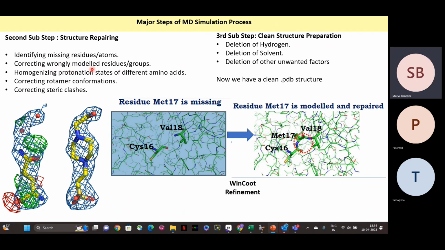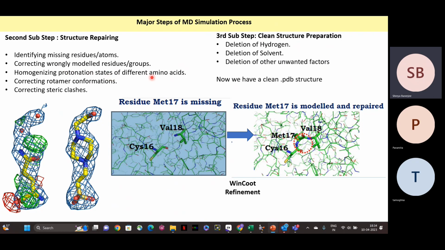Secondly, if there are incorrectly modeled residues or groups, that can be corrected. From the electron density obtained from diffraction studies, it was observed that this initial structure that was predicted was wrong because it is not fitting with this electron density. But then the structure was corrected, and it was observed that if a phenyl ring is present, that is this structure is present, then it fits much better with the predicted electron density map. So like this, many different wrongly modeled residues or groups can be corrected.